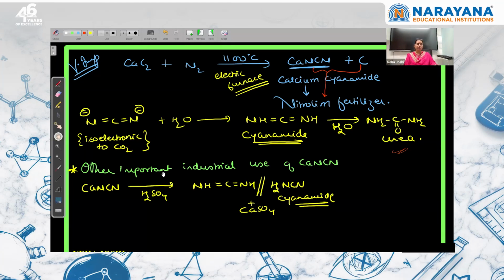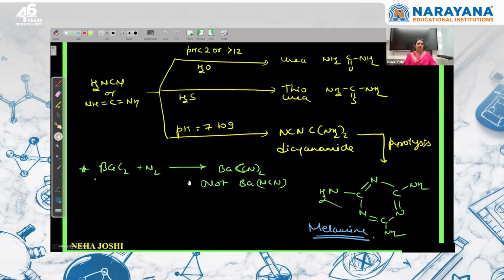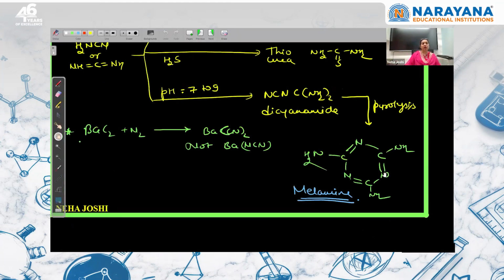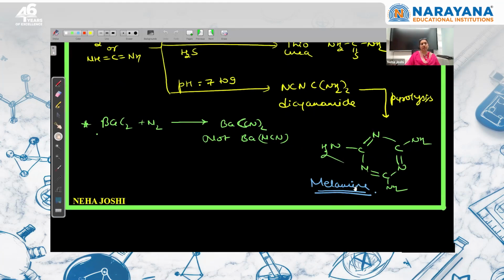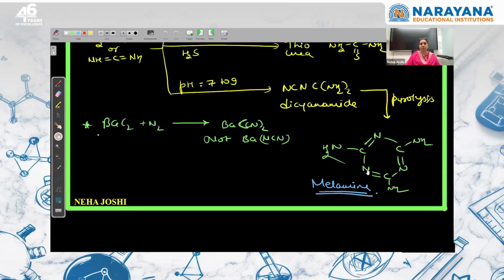But it also has other important industrial uses. This calcium cyanamide, CaNCN, has commercial use because it reacts in different ways, forming different compounds. But very important, it forms something called melamine. I hope you all have gone through the polymer chapter and memorized the number of lone pairs in melamine and the number of NH2 groups in melamine. All these things are numericals which are frequently asked. But this is only a tendency of calcium.